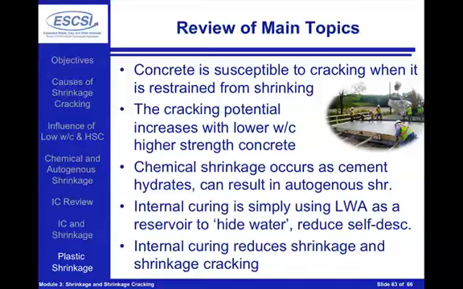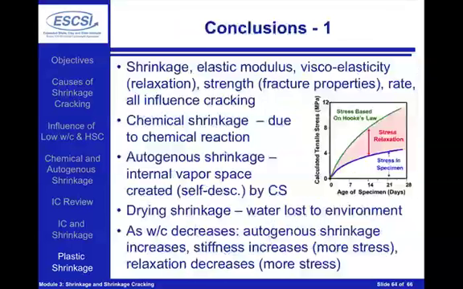Chemical shrinkage occurs as the cement hydrates. Chemical shrinkage is the total volume change. The external portion of this is known as autogenous shrinkage. Internal curing will reduce the self-desiccation by filling in the vapor-filled spaces that form. The lightweight aggregate will hold the water. That water will leave the lightweight aggregate, fill in the vapor-filled spaces, reducing self-desiccation and in turn reducing autogenous shrinkage. Therefore, internal curing reduces shrinkage and shrinkage cracking.